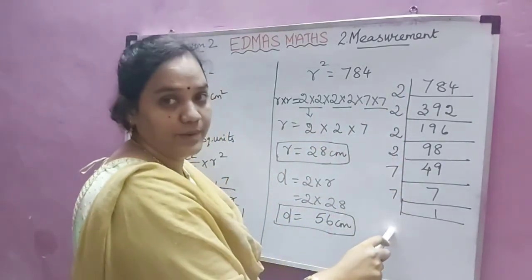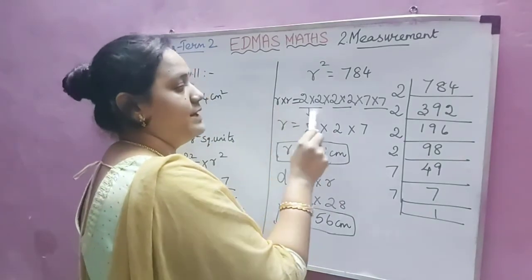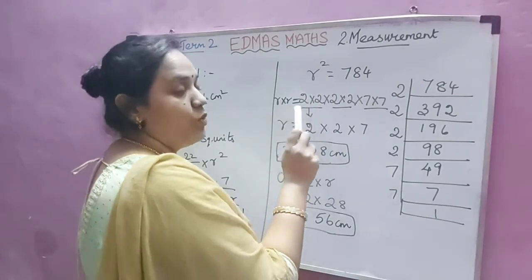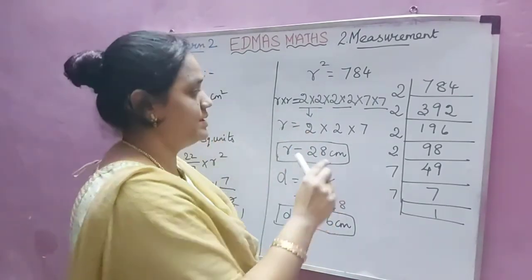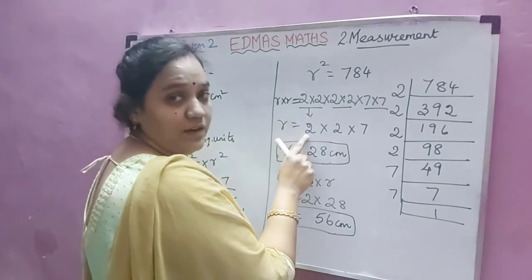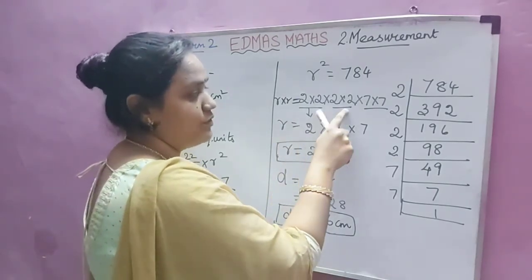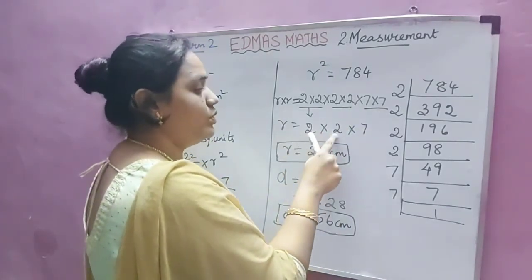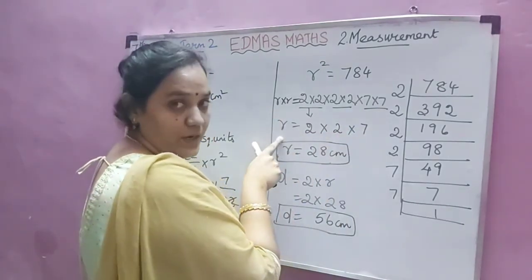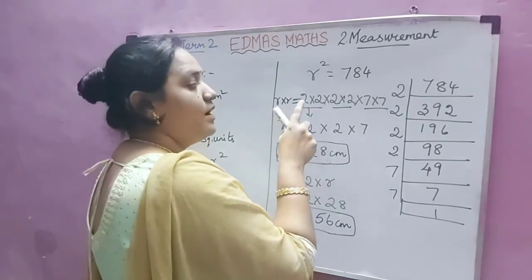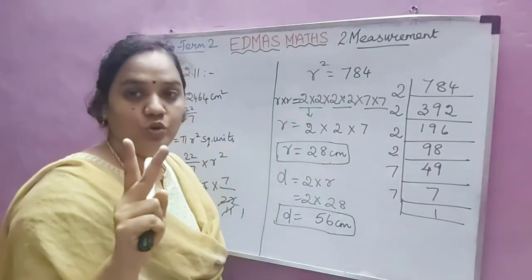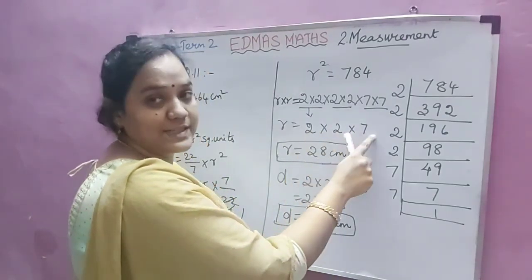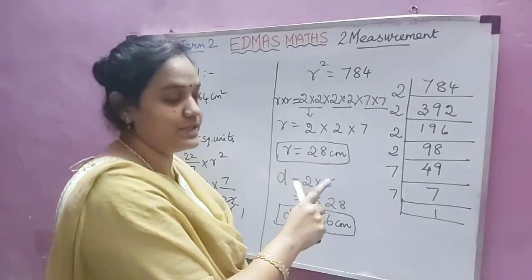We have to write all the numbers. So r into r is these numbers, right? So for r, I am taking one common from 2 same numbers. So here instead of 2 2s I have written 1 2, and here also instead of 2 2s I have written 1 2. Instead of 2 7s I have written 7. So 2 into 2 into 7. Instead of 2 r's I have written 1 r. That's why I have written one common for 2 same numbers. So here we have to multiply. 2 2s are 4, 4 7s are 28. So 28 centimeter is your r value.